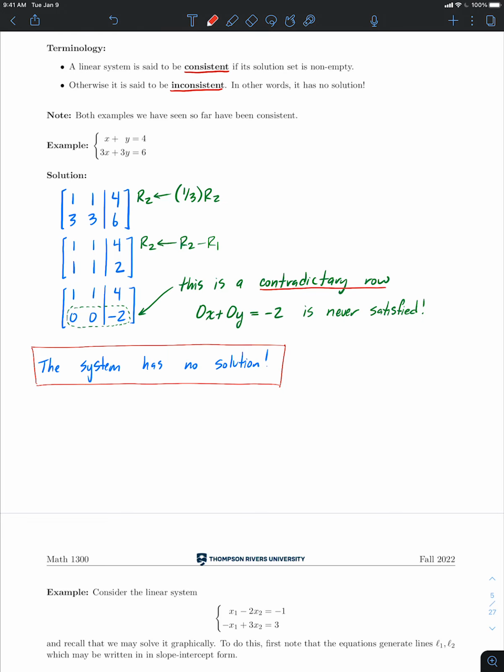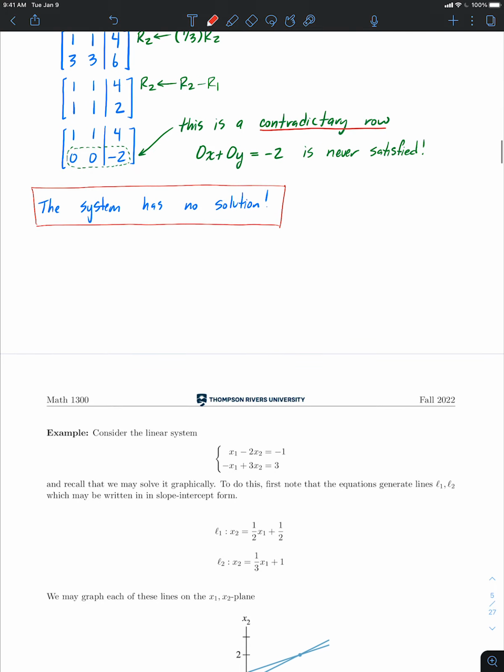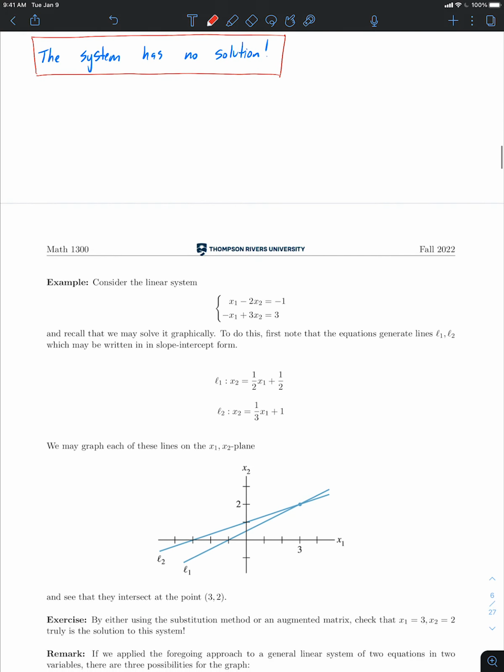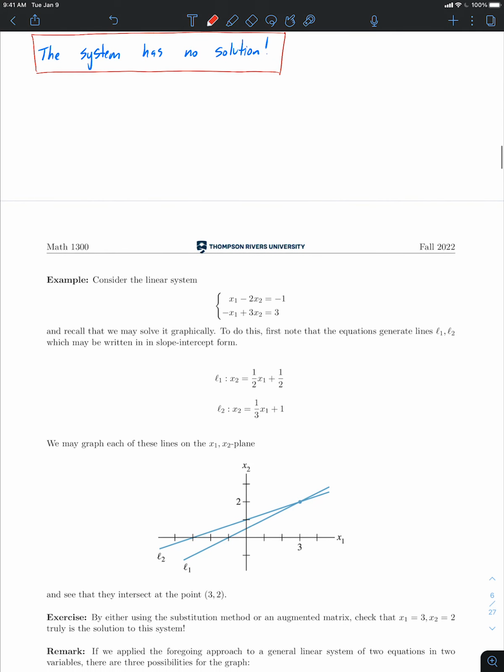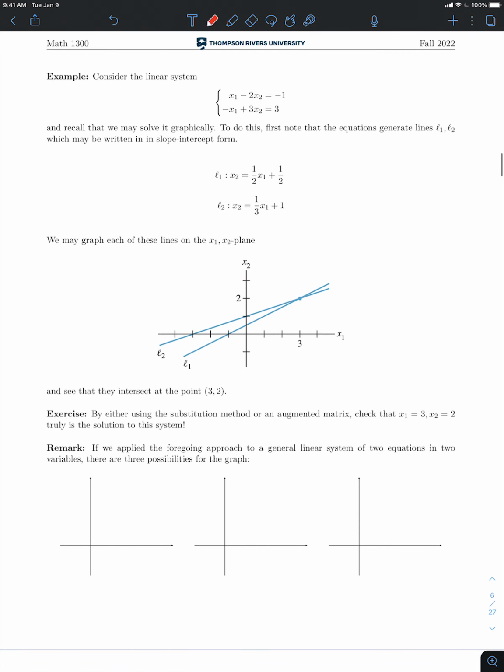Now, there's another method that you can use to solve systems of equations. It works in a few cases, but in particular, you've probably seen it in the case where you're working with two equations and two variables. So that's the example that I'm going to use. Let's say you had two equations and two variables, and you can see that's what I've got here. I've got a linear system of two equations in the variables x1 and x2.